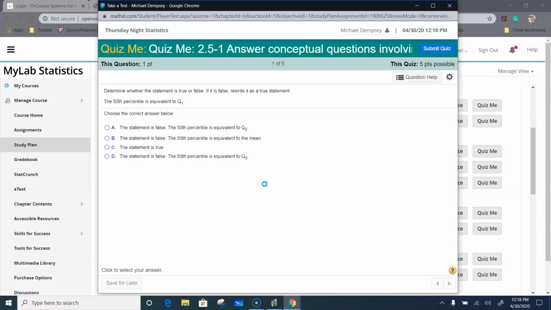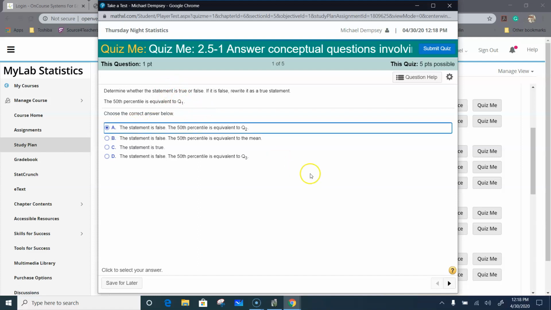Okay. Determine whether the statement is true or false. The 50th percentile is equivalent to Q1. No, that's not going to be true. It would be equivalent to Q2 or to the median. So usually we call that the median, but Q2 is fine. It's the second quartile. Q1 is the 25th percentile.